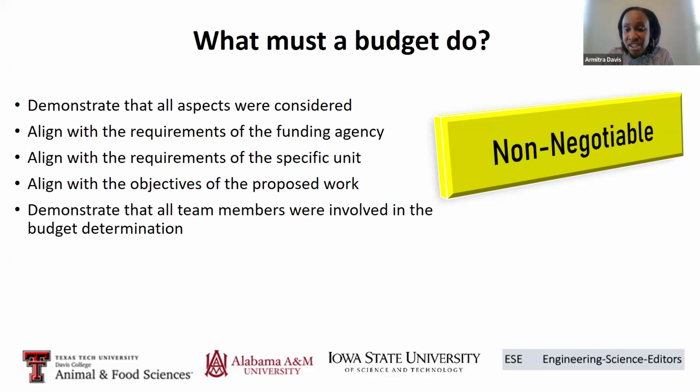So if the funding agency caps the budget at $400,000, then we can't do $410,000, right? So we have to make sure that we understand the requirements of the funding agency. We must make sure that our budgets align with the requirements of our specific units or our universities' sponsored programs offices. That's why working with your office of sponsored programs, they are your best friend through this proposal writing process.